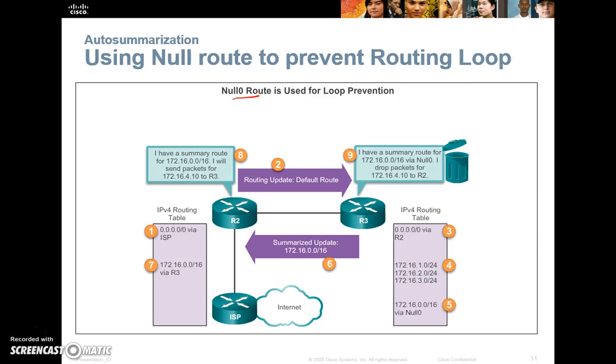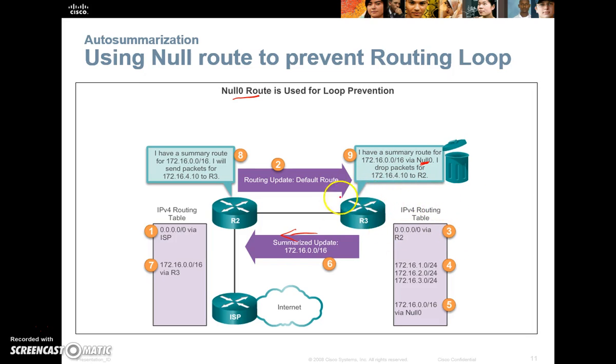Okay, this slide shows how EIGRP resolves the problem of a routing loop. By default, when EIGRP sends a summarized route out, it will also create a null zero route. It will be created automatically inside the routing table.